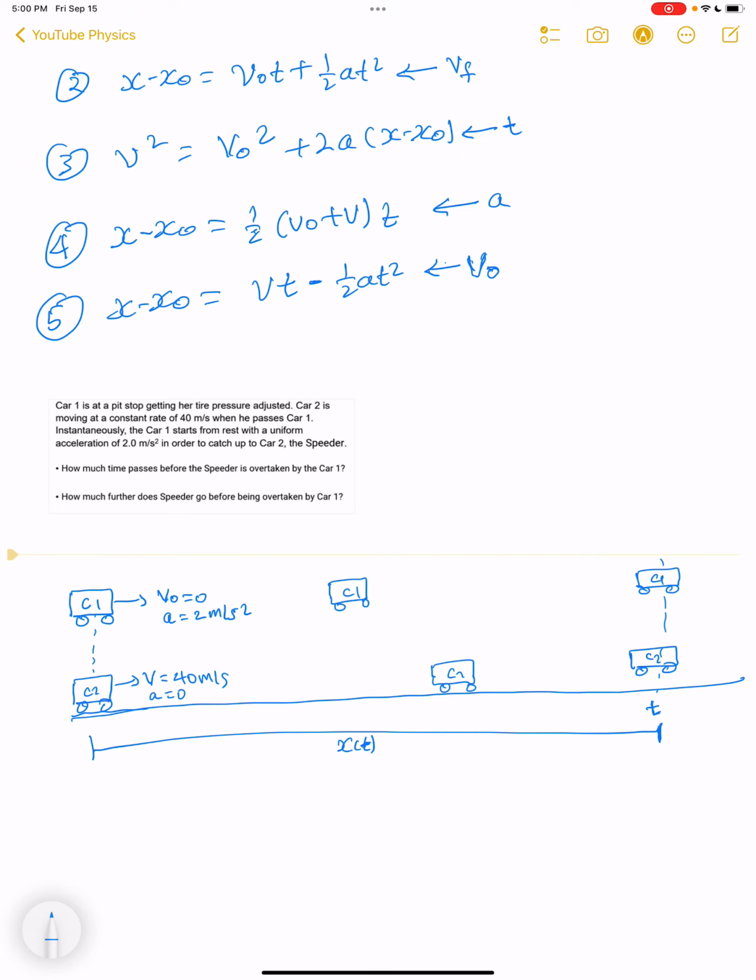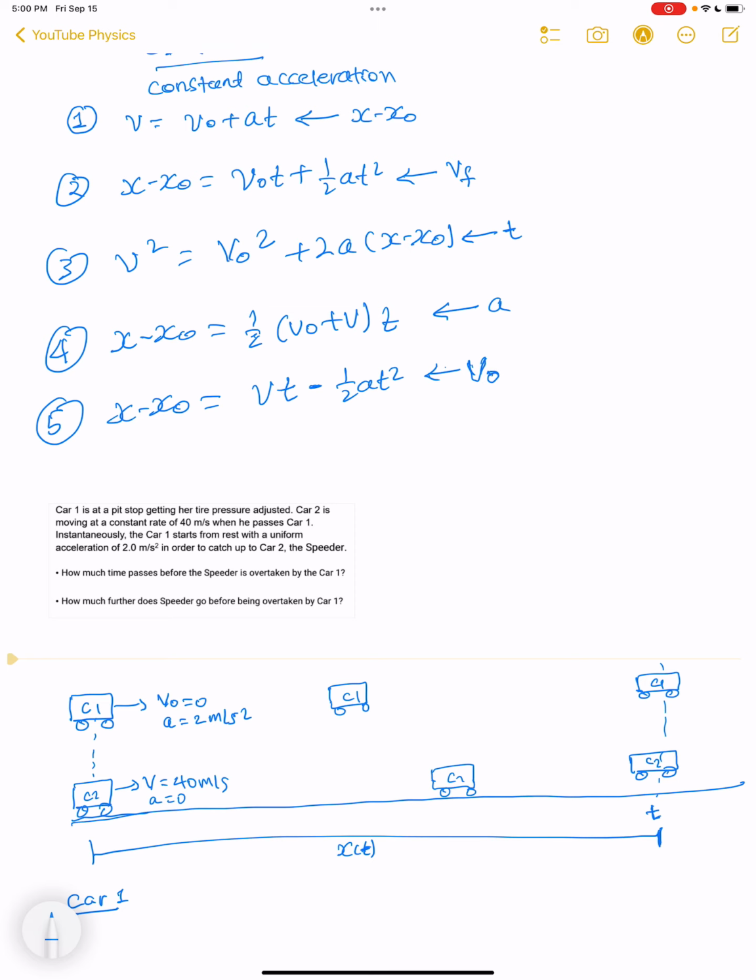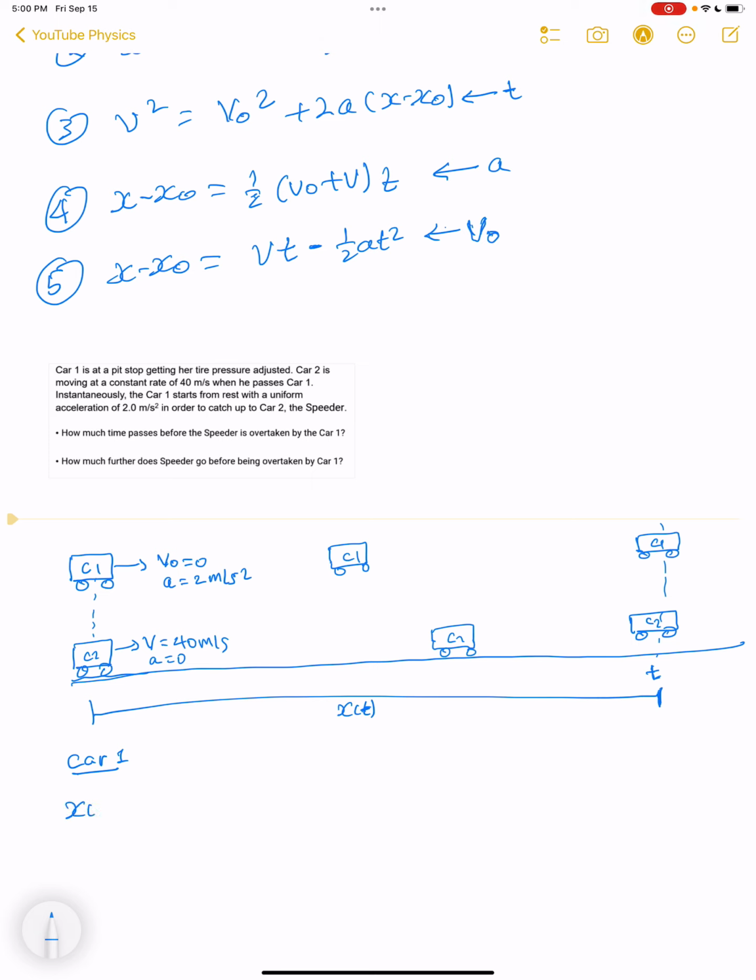Now let's apply the equation. For car 1, we're given acceleration and initial velocity, so we can use equation 2: x of t minus x naught, where x naught is the starting position, equals v naught t plus 1/2 a t squared. What do we get? The initial position is 0, and the initial speed is 0. That leaves us x of t equals 1/2 a t squared. If we put in the acceleration value of 2, this is just t squared as a function of time.